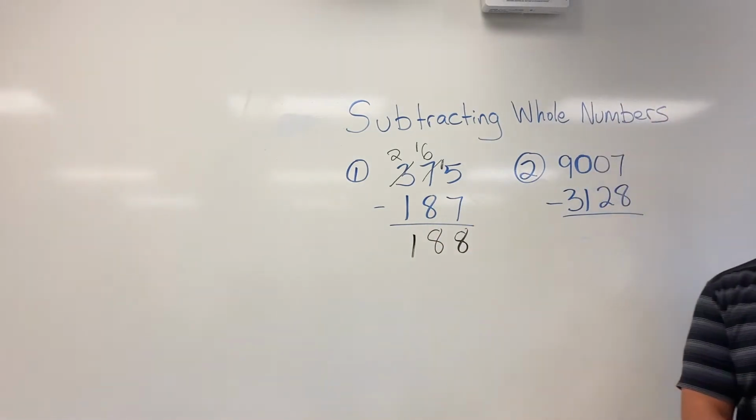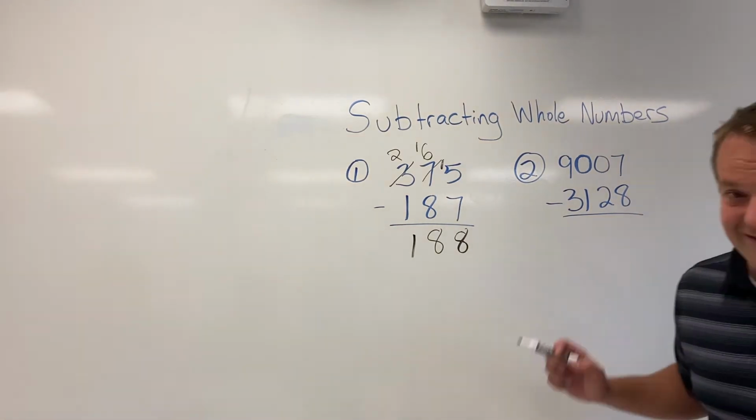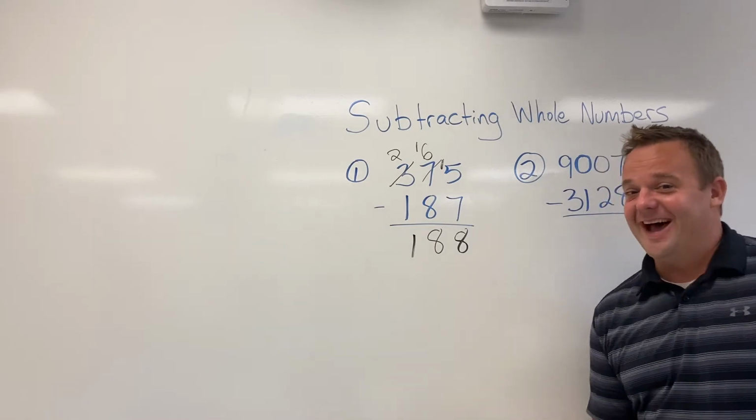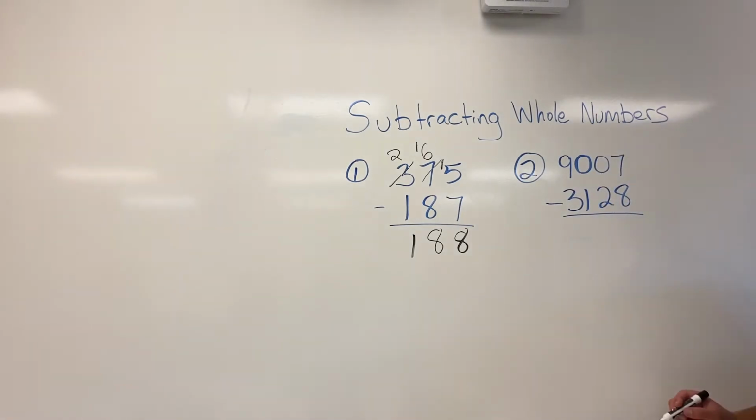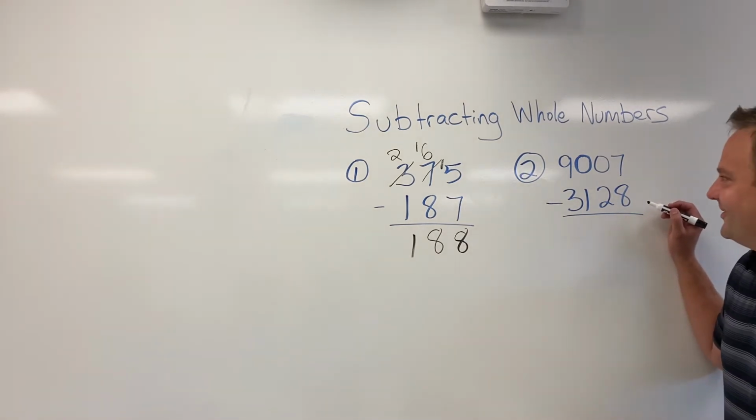Hey, try this one. Or maybe I didn't show you how to subtract across zeros yet, so maybe I should do that. All right, try it if you want. 7 minus 8, well, you can't do that. So, I mean, you could, but it would be negative, right? You know what I'm saying?